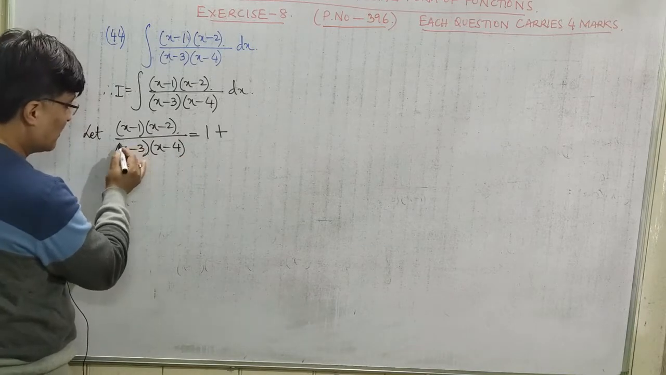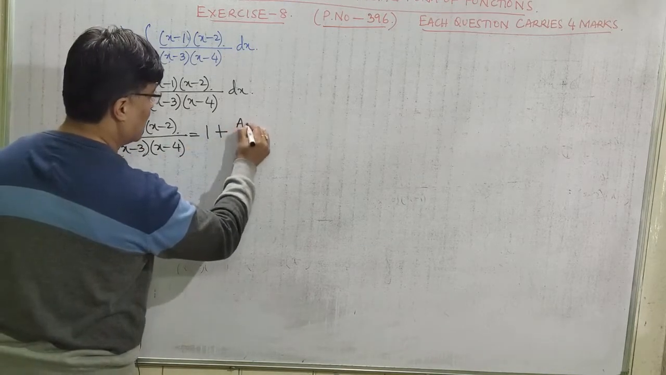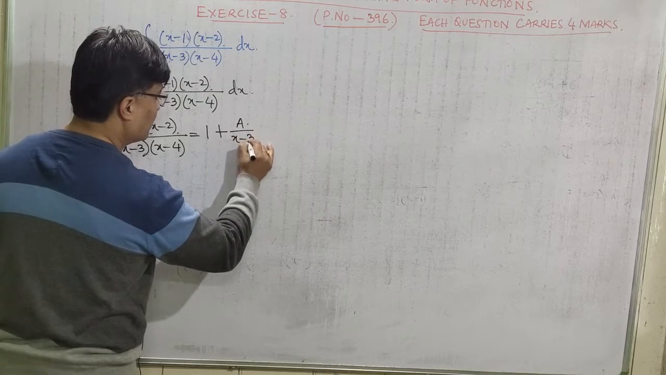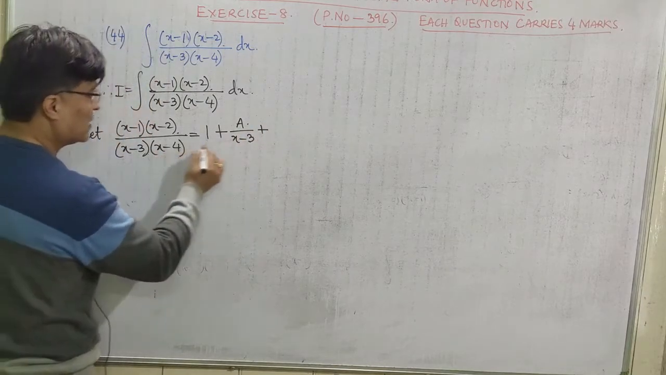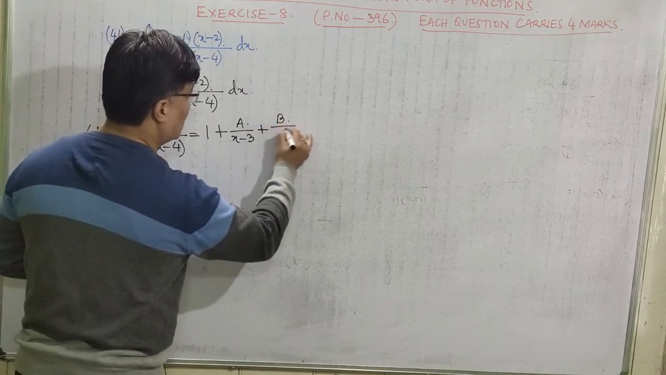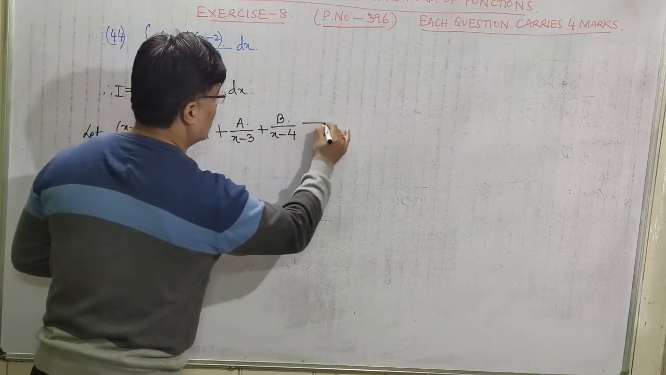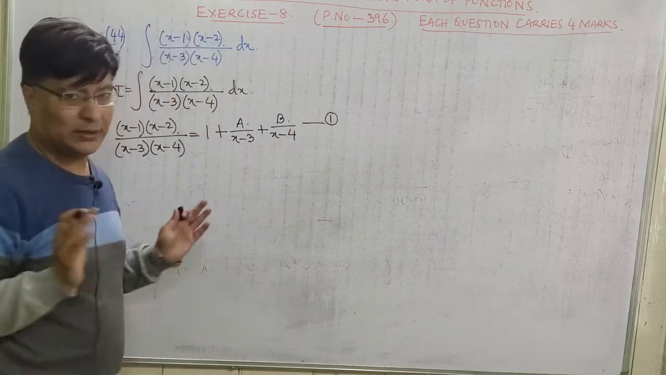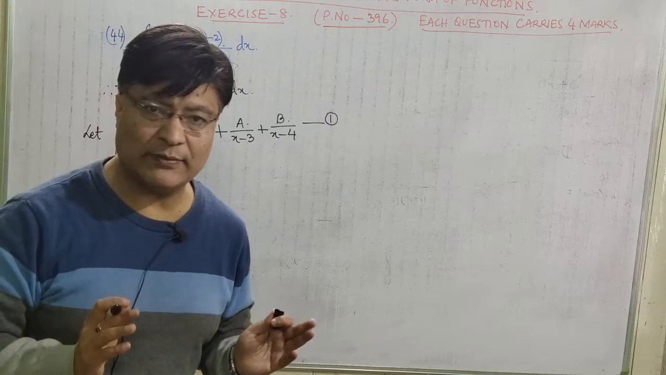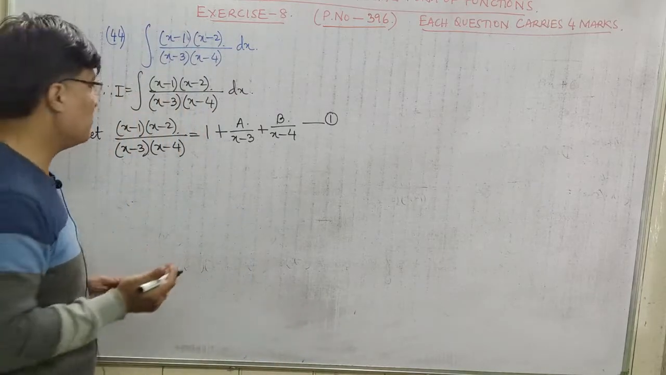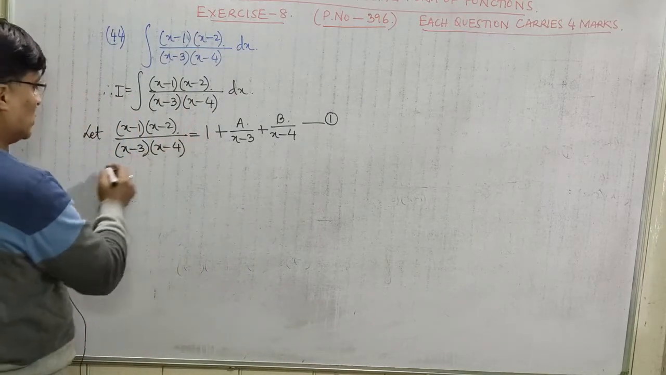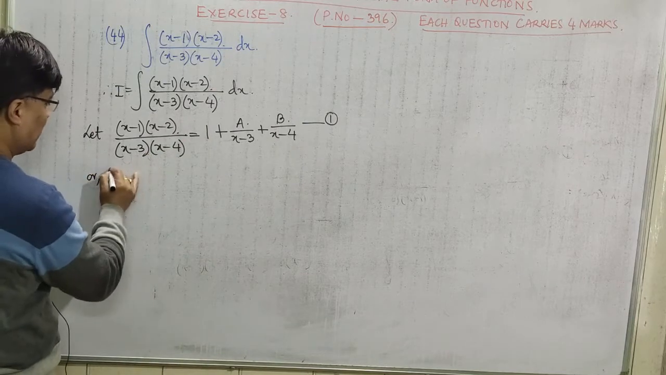That is, here the first factor is x minus 3. So you can write a upon x minus 3 plus, what is the second term? Plus b upon x minus 4. So you can mark it as number 1. So we have converted the given fraction in terms of partial fraction. So now let us simplify it to get the values of a and b.